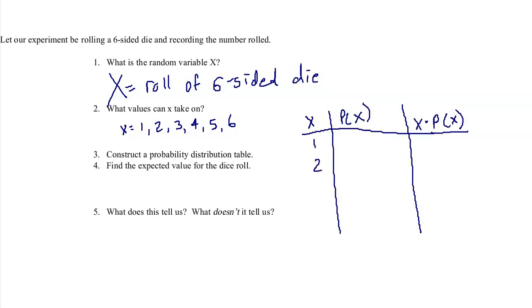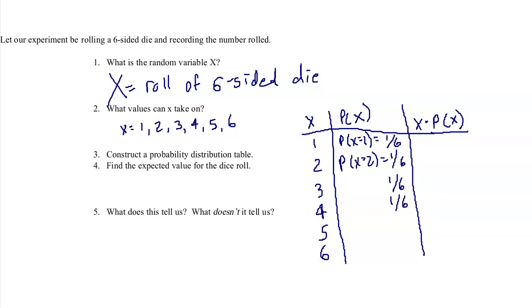So our possible values for x, 1, 2, 3, 4, 5, 6. These are all equally likely outcomes. So the probability that x equals 1, well, there's one way to get that outcome out of 6 possible outcomes. Probability that x equals 2, well, there's one way to get that outcome out of the 6 possible outcomes, and so on. Probability x is 3 is 1/6, probability of a 4 is 1/6, probability of a 5 is 1/6, the probability of a 6 is 1/6.